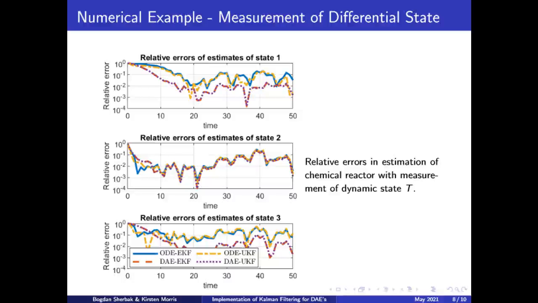The dashed orange line labeled DAE EKF is the relative error of the estimate provided by applying the Kalman filter on the differential algebraic equation. Similarly, with the dotted purple line labeled DAE UKF, but applying the unscented Kalman filter.